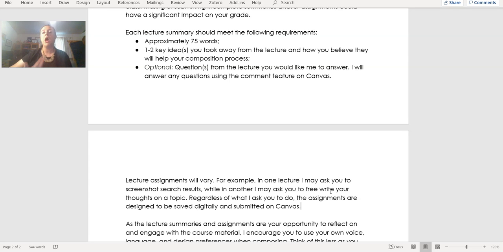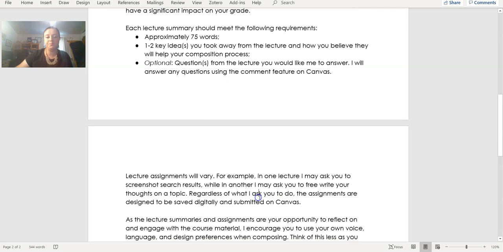I've had some students who've taken that opportunity to say, okay, well, you brought this point up about pathos, but could we also think about it in this way? Or I don't really think I fully understood what you meant when you discussed ethos. Could you explain this in greater detail? So essentially what I will do is I will use the comment feature on Canvas and I will respond to your questions. And so that way, if you do have any questions and you'd like a more detailed response from me, this is a good opportunity for that.